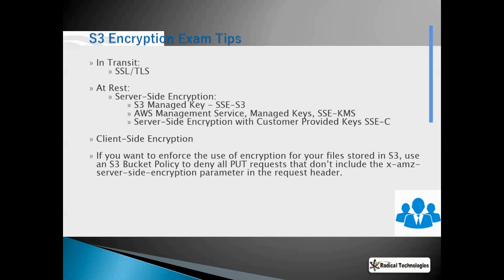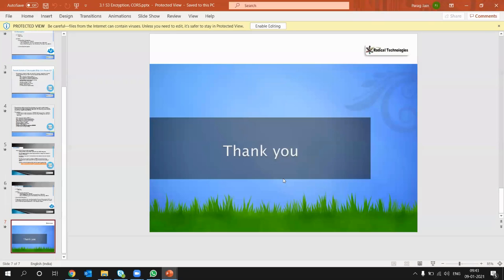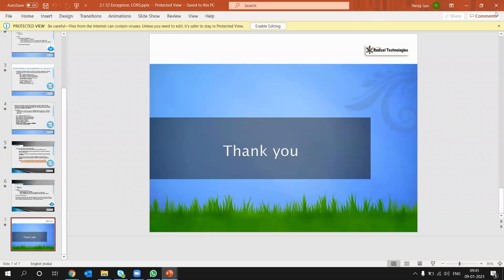If you are downloading a file from an S3 bucket, it's a get request. So if you're uploading a file, you're doing a put request, and if server-side encryption is not enabled on it, you can deny that file with an S3 bucket policy. Okay, so let's go with this demo.